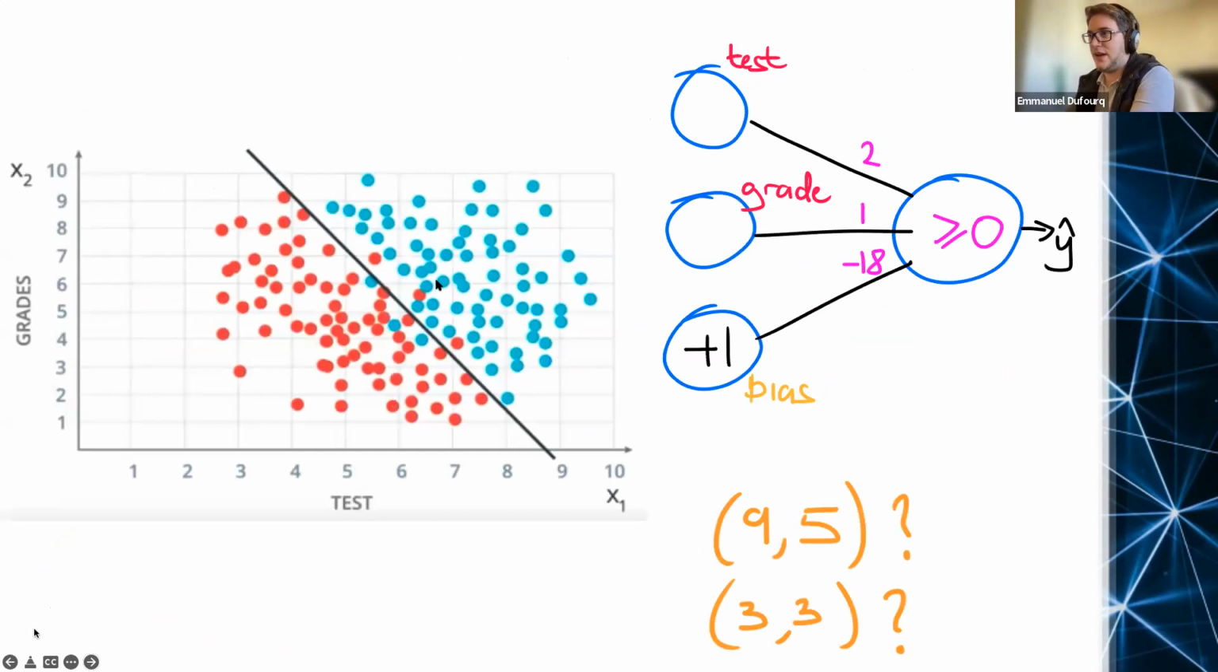So let's take a look at how this works. If we wanted to plug in some data points, let's see if our model works. In this case, let's try the 0.95. So x1 is equal to 9 and x2 is equal to 5. So we are saying test is 9, so we're putting in a 9 here. And then we're saying grades x2 is 5, so we're putting in a 5 here.